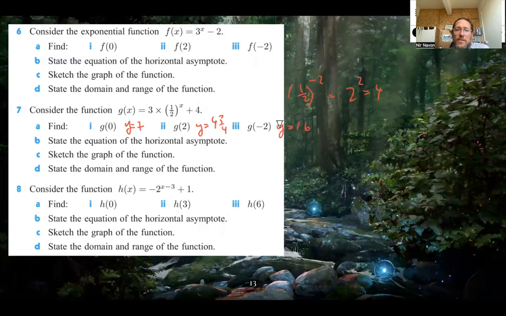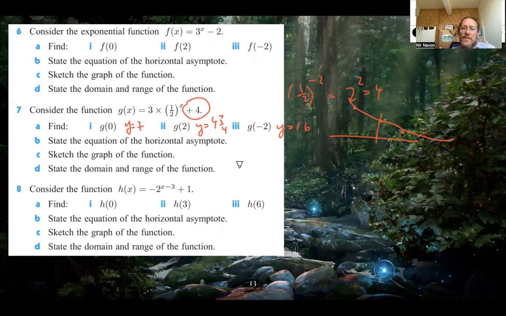We can plot those points. Sketch the equation of the horizontal asymptote. That is y equals 4. So actually, we got some points, and we can work with those points. Let me just see again. Sketch the graph of the function. Okay, great. So this is minus 2, and minus 2 is 16. 0 is 7. And 2 is that. So it looks like that. As we said, because it's a fraction, it's looking like that.